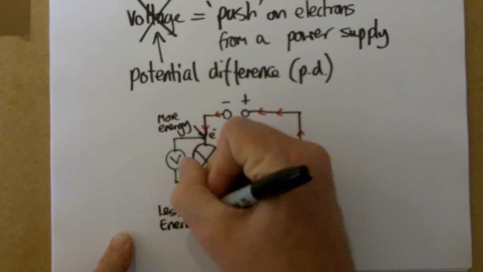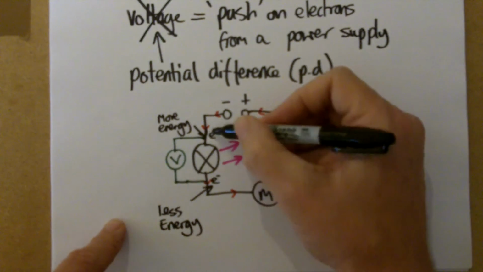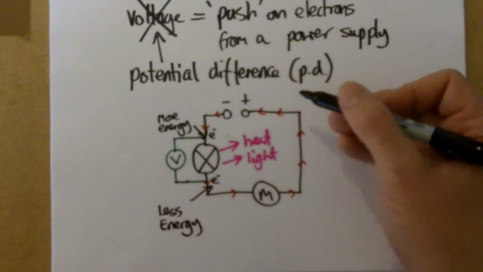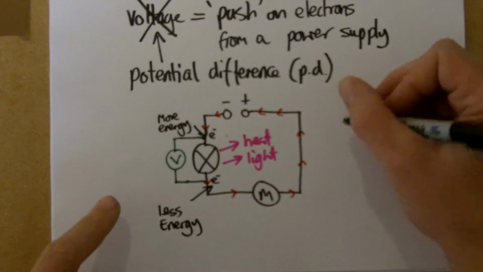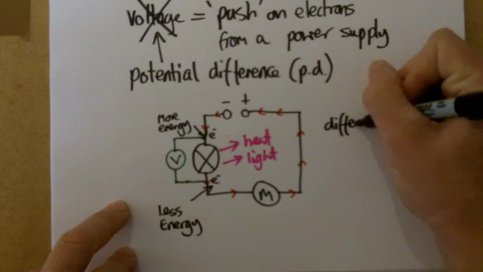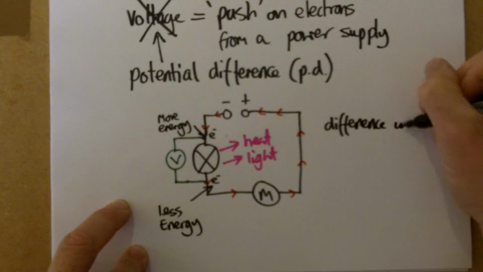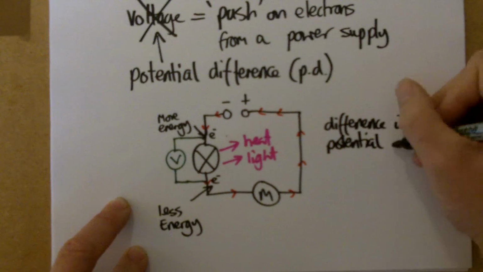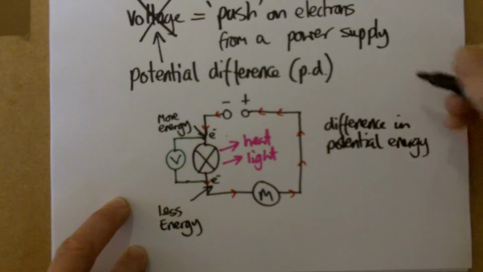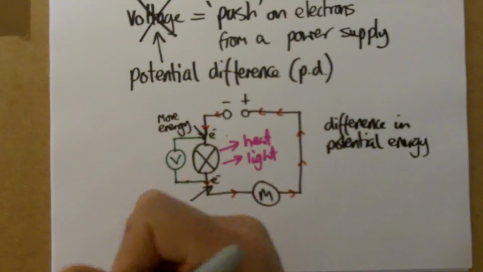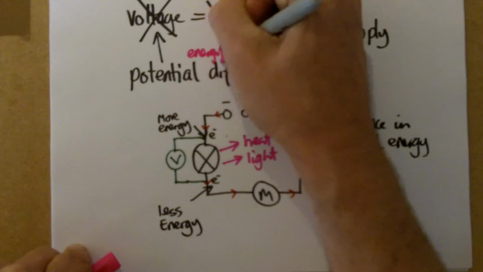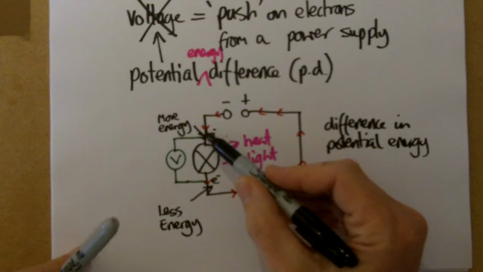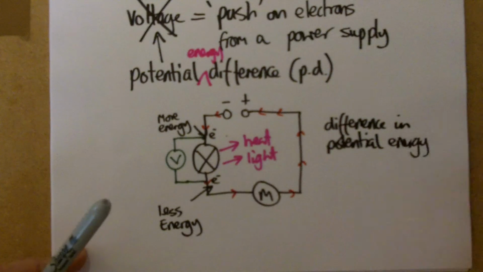And because we know the principle of conservation of energy, that energy has to go somewhere and it's turned into heat and light. So when you're measuring the potential difference, what you're actually measuring is the difference in potential energy of the electrons from one side to the other. That's why it's called potential difference. Maybe it would be better to call it potential energy difference. But it's the difference in energy from the electrons going in to the electrons coming out.